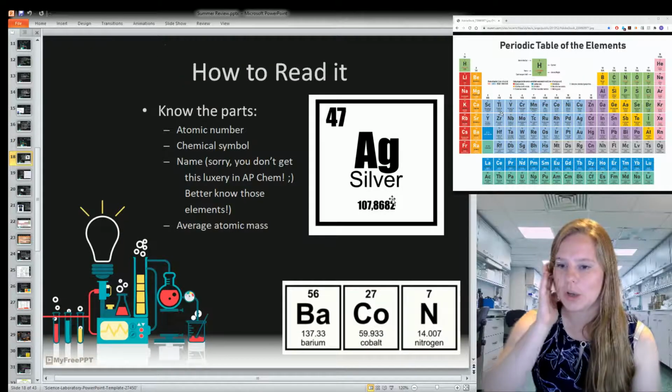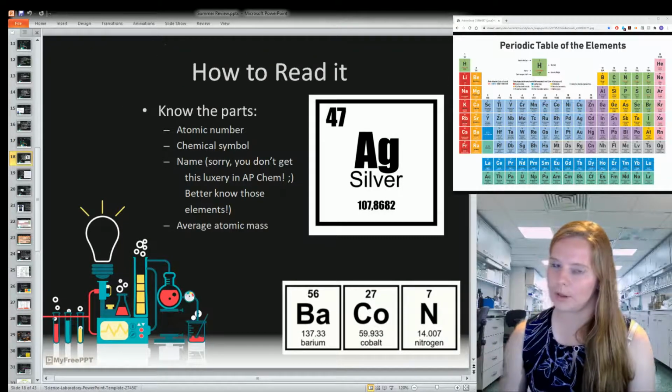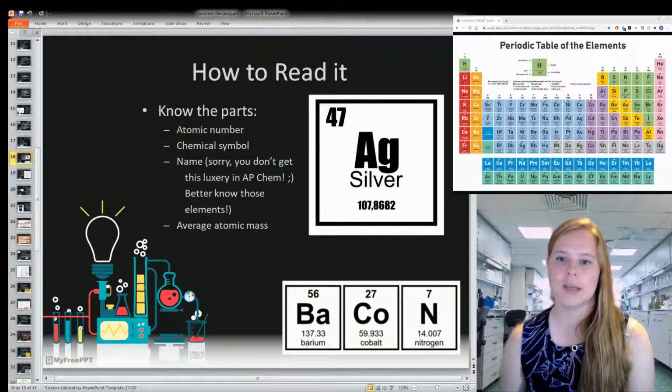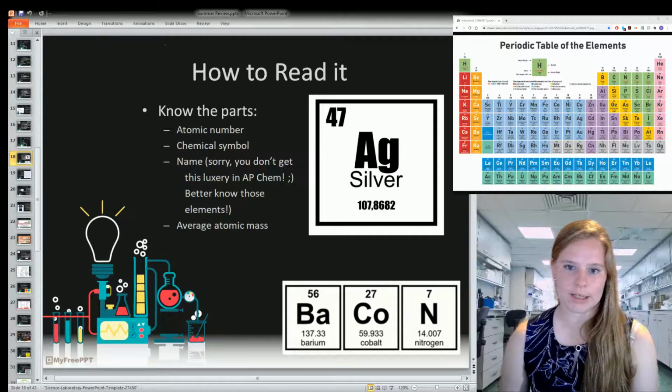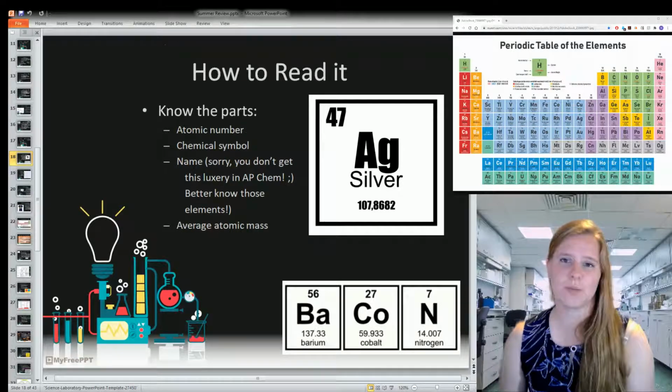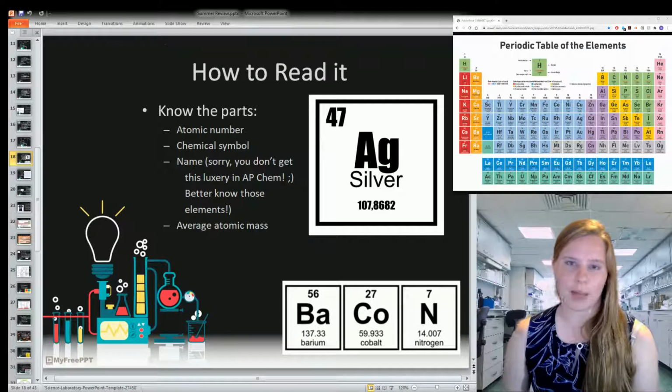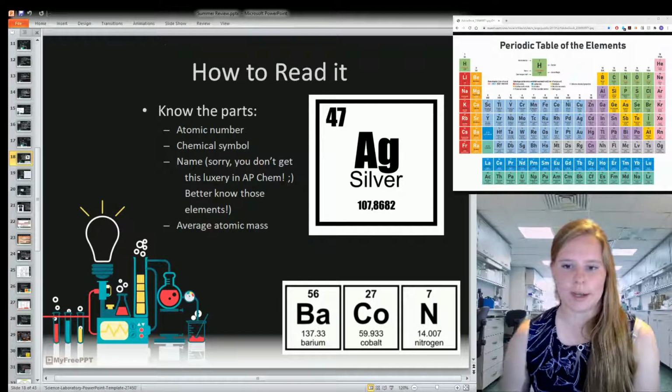So first off, know the parts of the different chemical blocks. Every element has its own block on the periodic table, and we like to learn quite a bit of information from those. Every periodic table is a little bit different, just be aware of that. When you come into class, I will give you your own periodic table that is laminated, and it will hopefully hold up for the whole year for you. And every table is a little bit different.